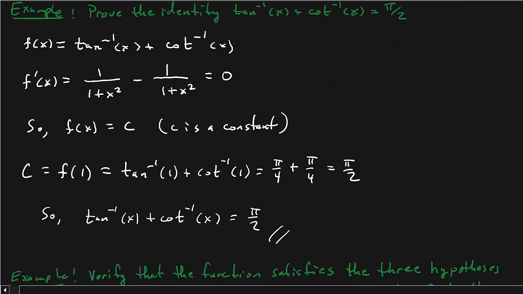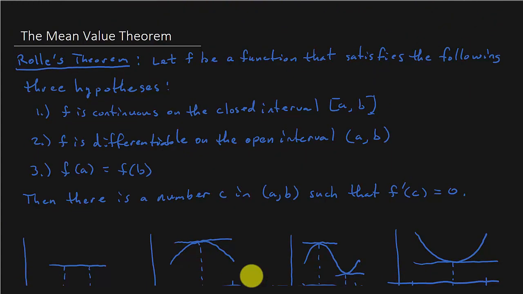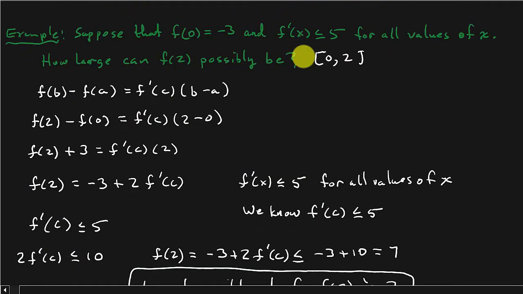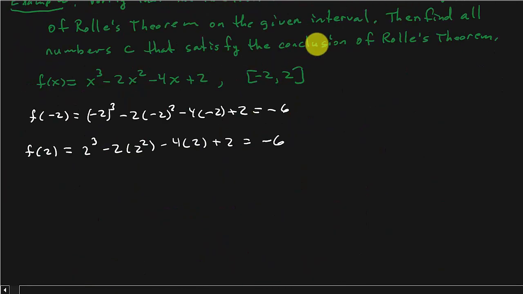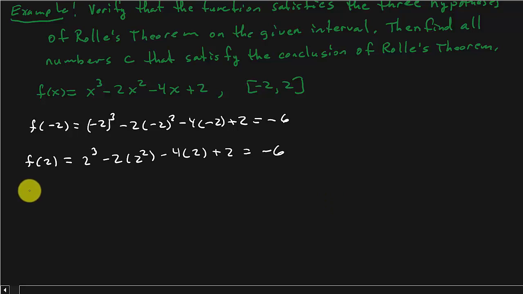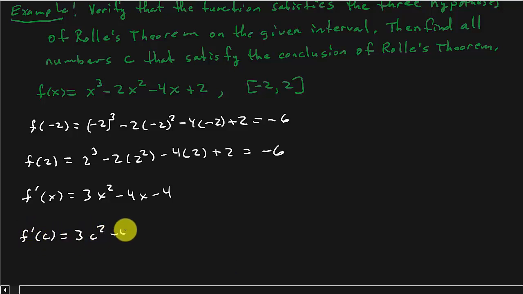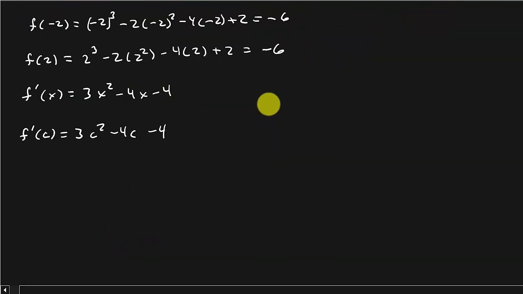So what does it say? Let's go back up here and look real quick. Okay. So it says if all 3 of these are satisfied, then there is a number c in (a, b) such that f prime of c is equal to 0. So let's find those numbers c. We need to take the derivative. So we've got f prime of x is equal to 3x squared minus 4x minus 4. And so f prime of c is equal to 3c squared minus 4c minus 4.